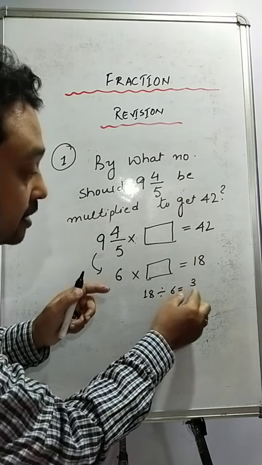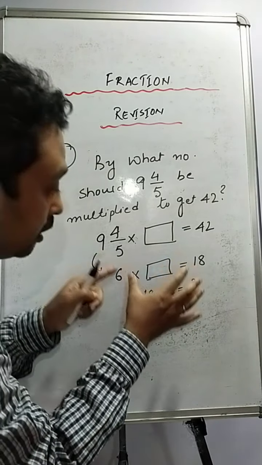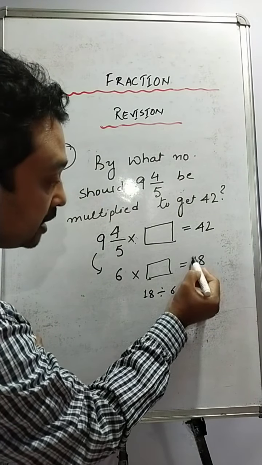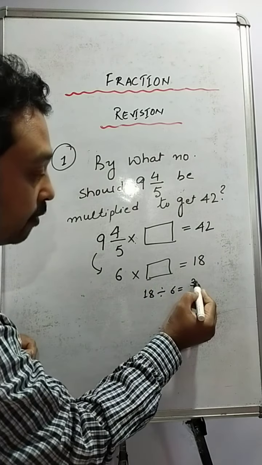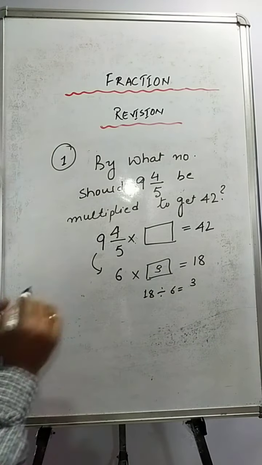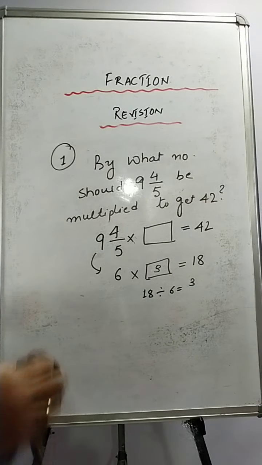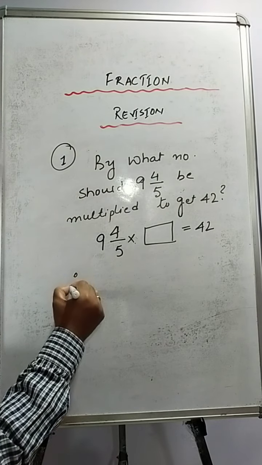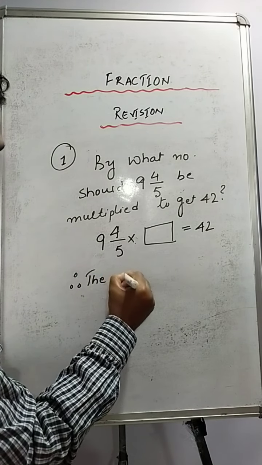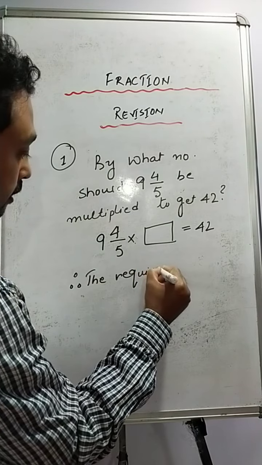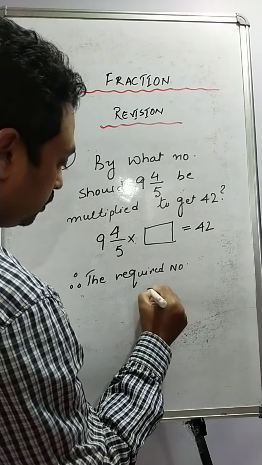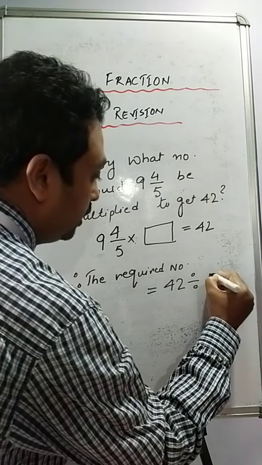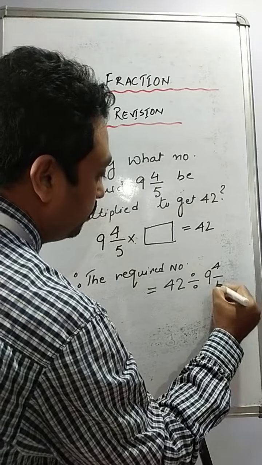Since this is a small number, it is easier. But how exactly this 3 is coming, the concept you have to understand, and then use the concept here. So 18 divided by 6 will give you the required number, that is 3. The same concept you have to use for this one also. Therefore the required number would be equal to 42 divided by 9 4 by 5.